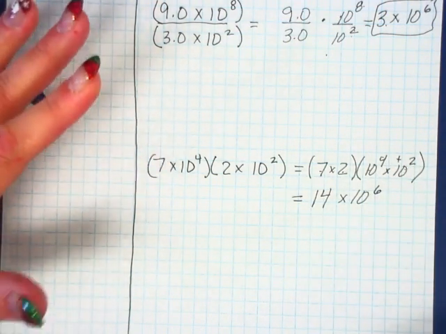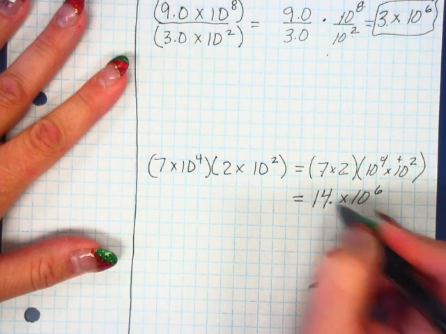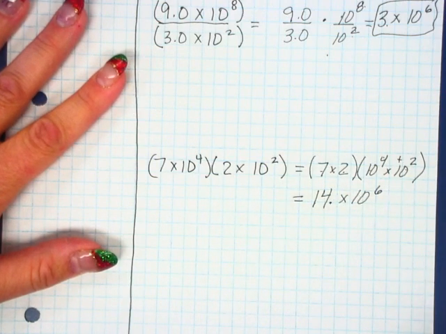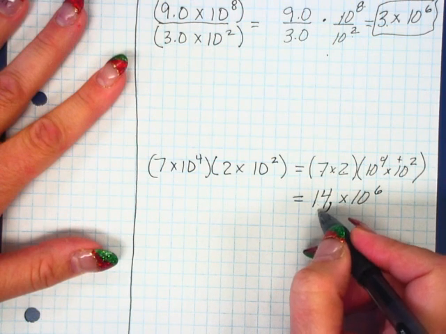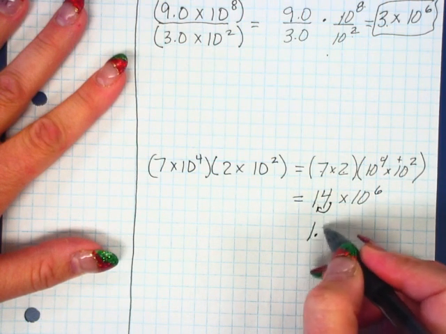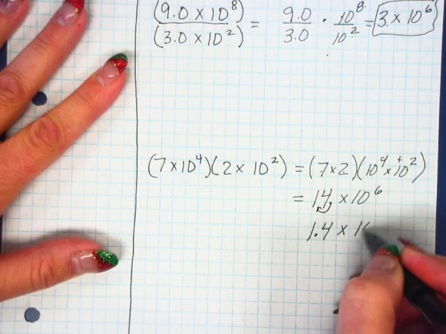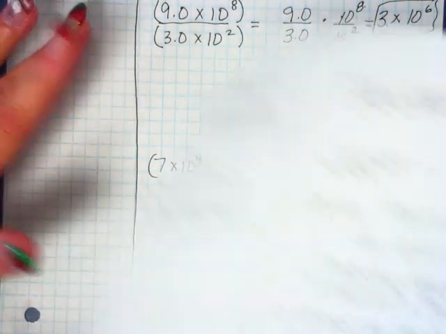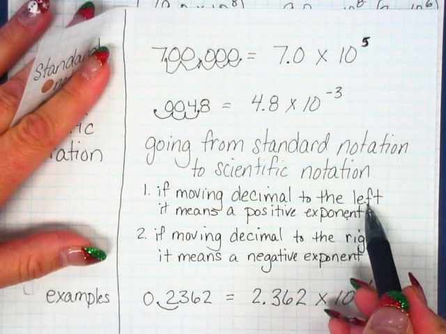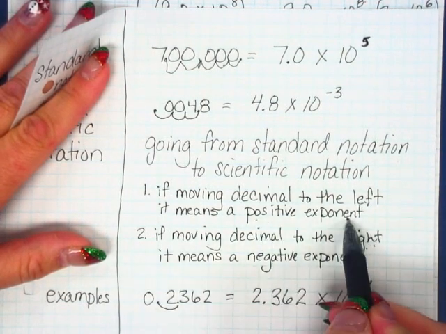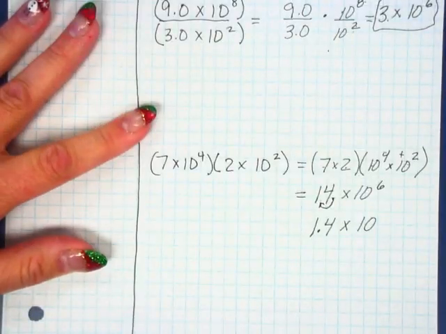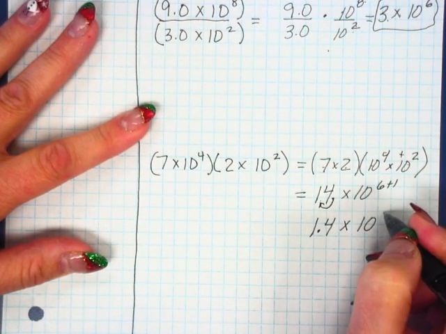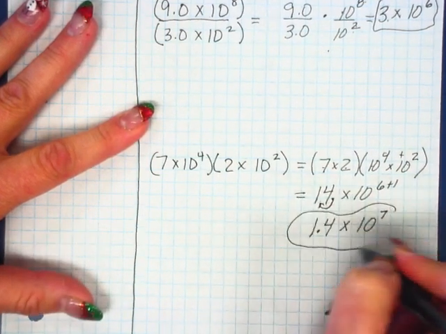Now again, it's not in scientific notation. The decimal point is right there. I need it to be here. So I need to move it to the left one time. I don't remember what to do, but if I go back and look, it says if I move it to the left, I am looking at a positive exponent. So it means I'm adding that one on. So 10 to the 7th power.